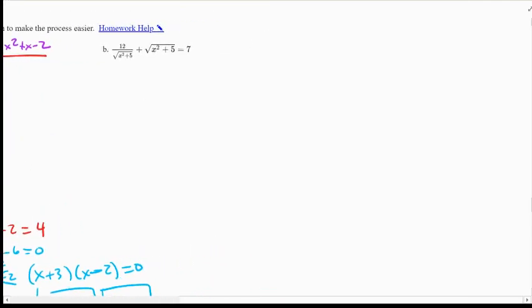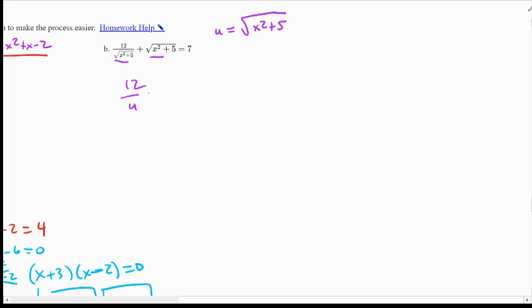For the other problem here, for B, again, what's the repeating thing I can substitute for? I'm going to say u is equal to the square root of x squared plus 5. So I get 12 over u plus u equals 7. First thing I'm going to do is move u to the other side here. Then I'm going to multiply u by both sides to cancel this out. So 12 equals, what is this, u, I guess, negative u squared plus 7u.